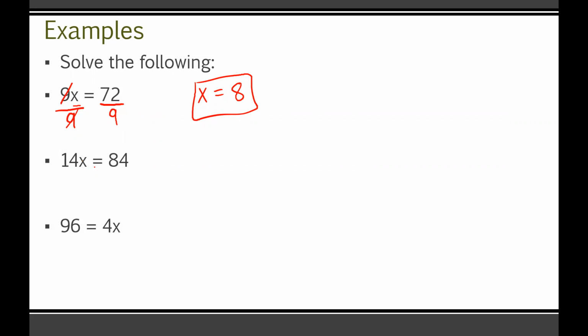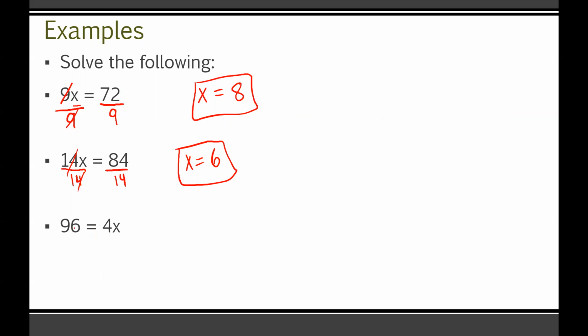Now for this one, 14x equals 84. Once again, since we're doing 14 times x equals 84, we should do the opposite operation, so divide by 14 on both sides. That'll knock out 14 over here, so we're left with x equals 84 divided by 14. I wouldn't blame you if you had to go to your calculator to get that one, but I'll tell you right now the answer is going to be 6.